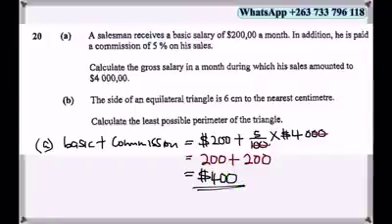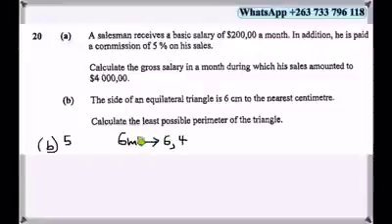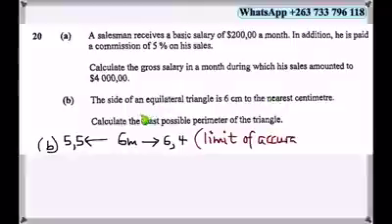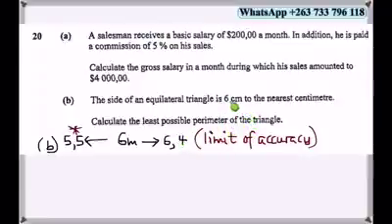For part b, the side of an equilateral triangle is 6 centimeters to the nearest centimeter. Calculate the least possible perimeter of the triangle. So these are limits of accuracy. We find the lower limit, since to the nearest centimeter means to the nearest whole number. So the minimum value which we can round up to 6 to the nearest centimeter is 5,5, and the maximum is 6,4.